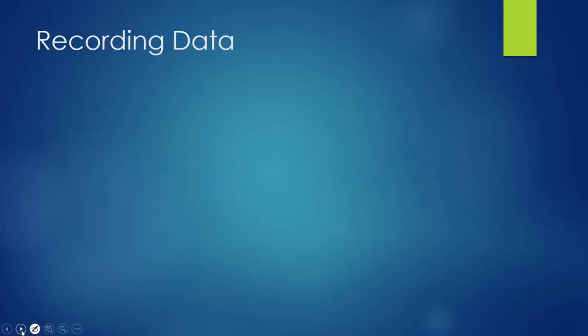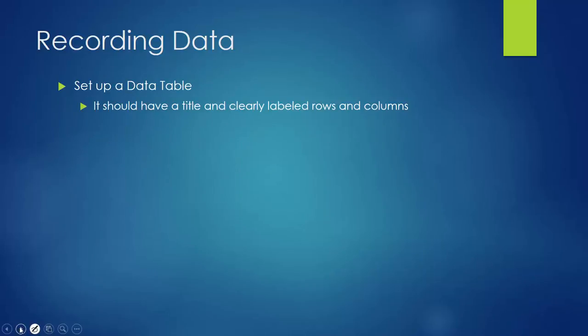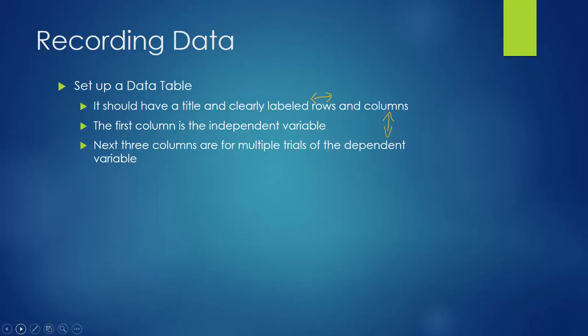Now, once we have our measurements made, we actually have to record them somewhere, and we use a data table for that. And when you set up a data table, you need to give it a title, you need to include labels and columns, and you need to put things in their proper spot. So the first column in our data table, remember a column goes up and down, and a row goes side to side. The first column is our independent variable. It's the thing that we're changing, or our manipulated variable.